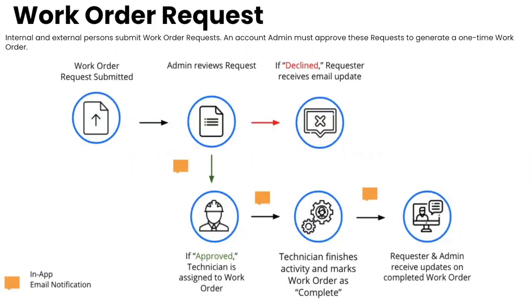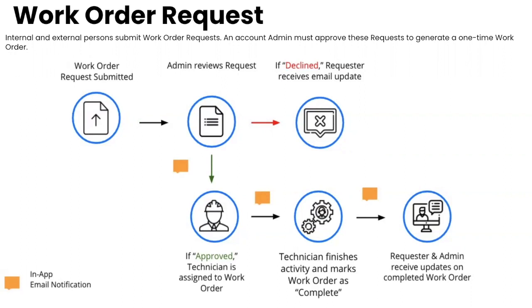Now, if that work order request gets approved, it will generate a one time work order. So think of it as a reactive work order. An example would be if I am a tenant and I need someone to come in and fix my sink. I can submit a work order request for that. Now, if you look at this workflow below, the admin will then have the option to approve or decline it. And if I decline it, the requester will be notified with the reason why.